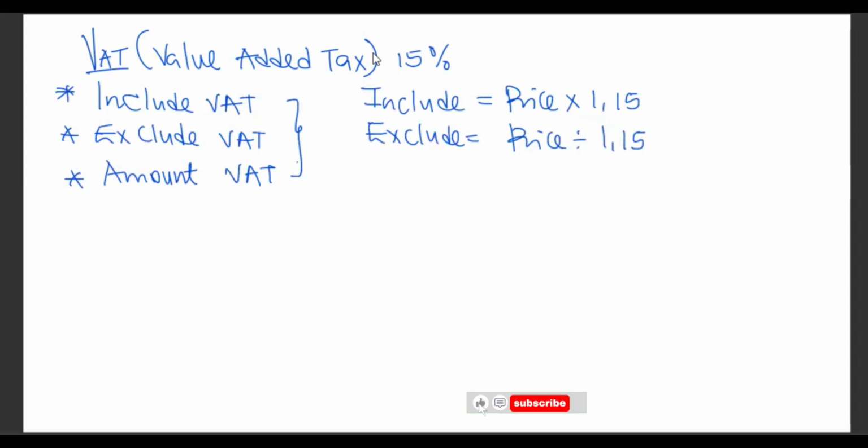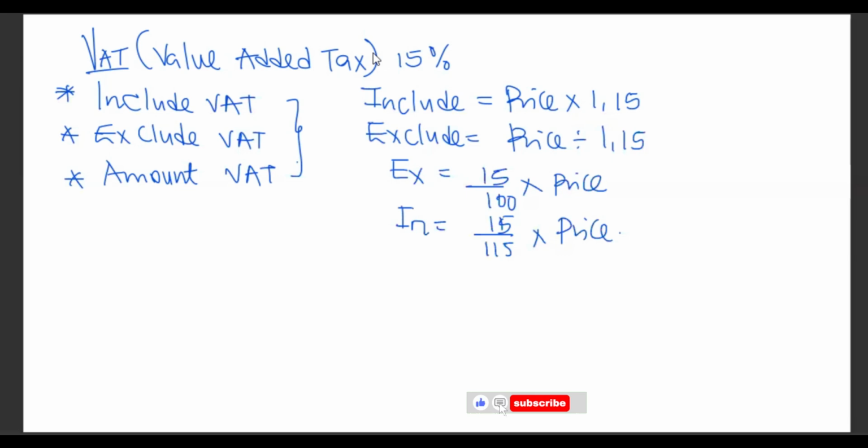Now, if you are asked for the value of VAT, there are two ways. One, if the price already excludes VAT, that is easy: you get 15 over 100 times that price. Then if the price already includes VAT, you say 15 over 115 times the price.